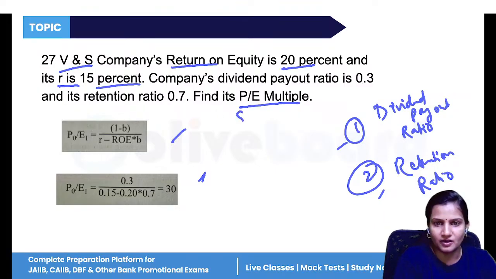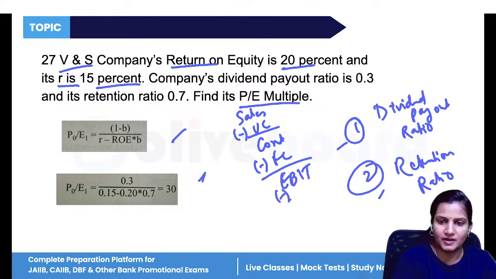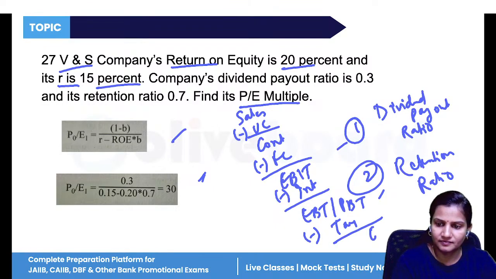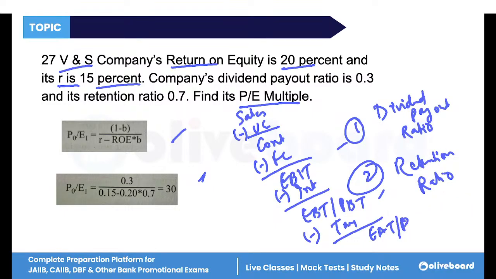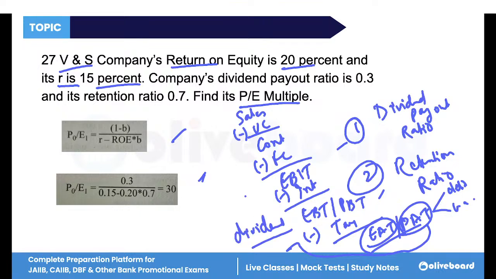See, when a company makes profit, how does it make profit? Sales minus variable cost gives contribution, minus fixed cost gives EBIT, minus interest gives EBT or PBT, minus tax gives EAT, or profit after tax. Now, when this earning after tax comes, what do you do? You pay off all your liabilities, all your debts. After that, whatever amount is left, you pay as dividend to your shareholders. Tell me, will you do that or not? Yes. Now, the dividend you pay to your shareholders is expressed as the dividend payout ratio.